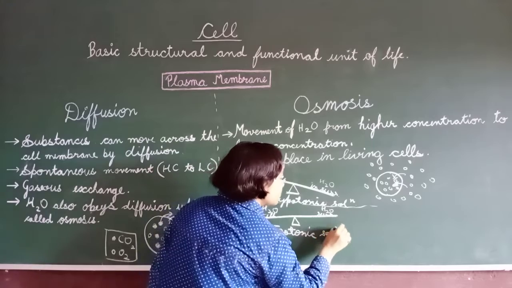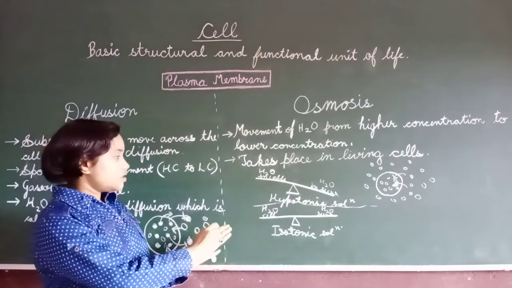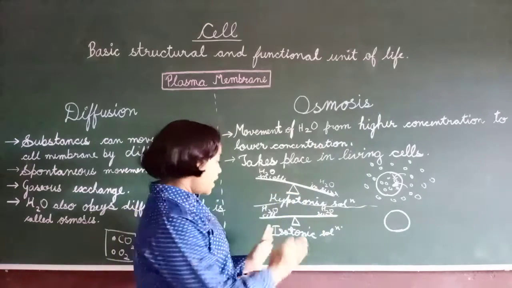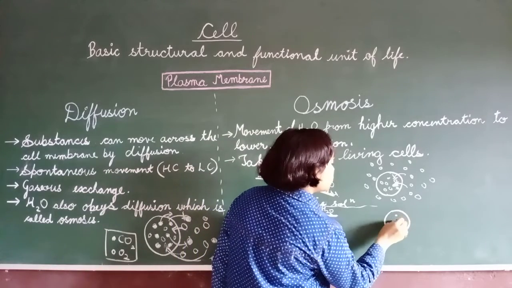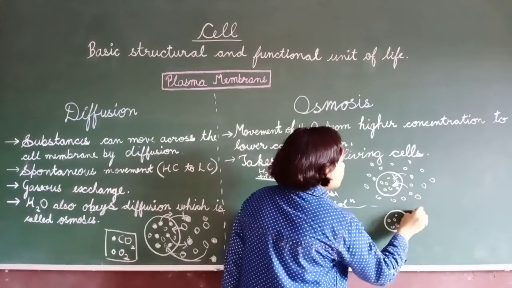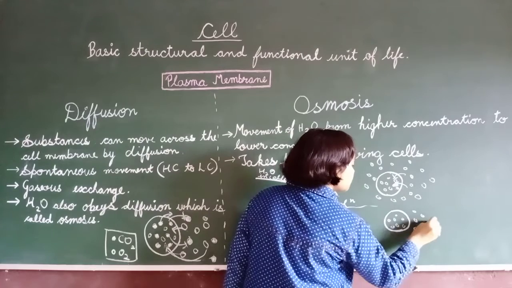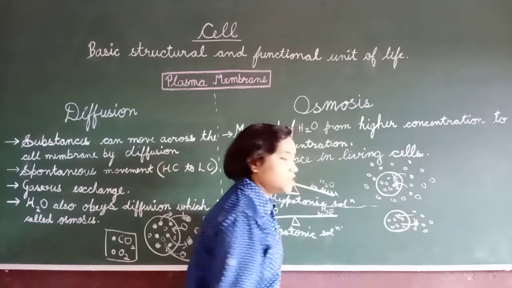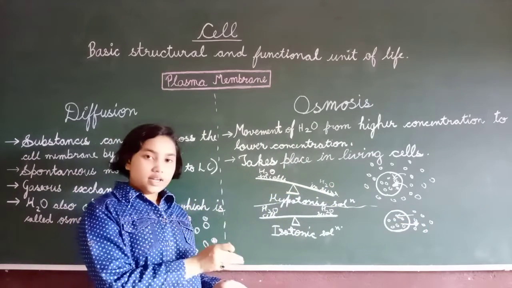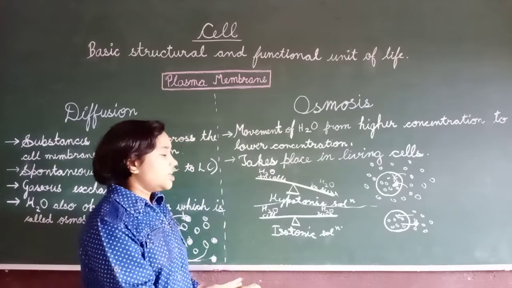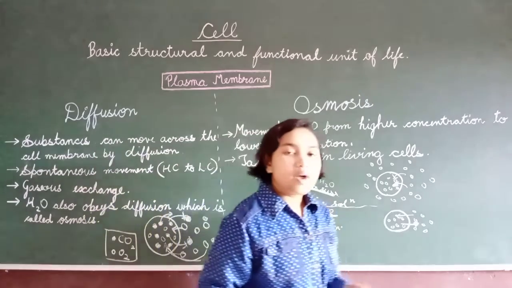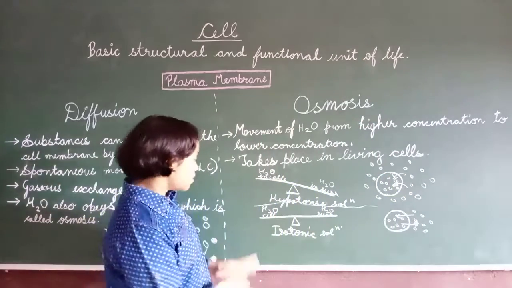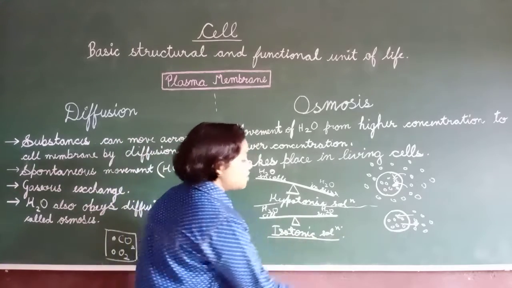Isotonic solution. Let's understand with the diagram. When the water molecules inside the cell and outside the cell are equal, then the movement of water is equal in both directions, but the net movement of the water is 0. So in this type of condition, the cell will not swell up or shrink. It will remain constant, the same as before. This type of solution is called an isotonic solution.